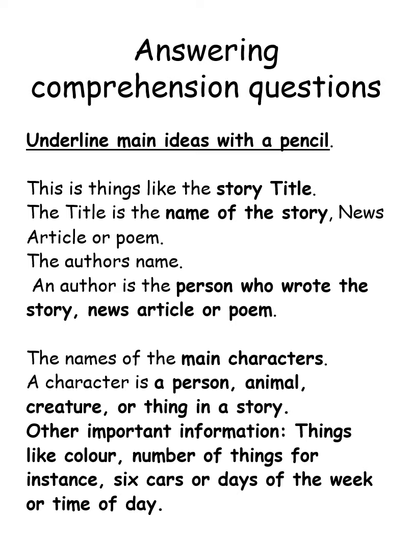Answering comprehension questions. Underline the main ideas with a pencil. This is things like the story title. The title is the name of the story, news article, or poem. The author's name. An author is the person who wrote the story, news article, or poem. The names of the main characters. A character is a person, animal, creature, or thing in a story. Other important information. Things like color, number of things, for instance, 6 cars, or days of the week, or the time of day.